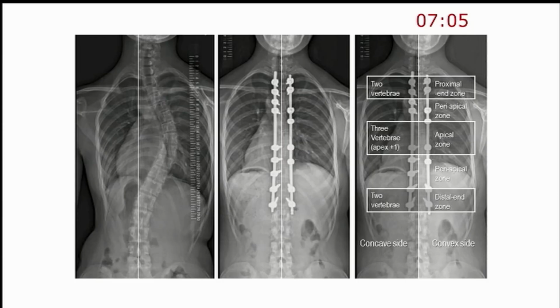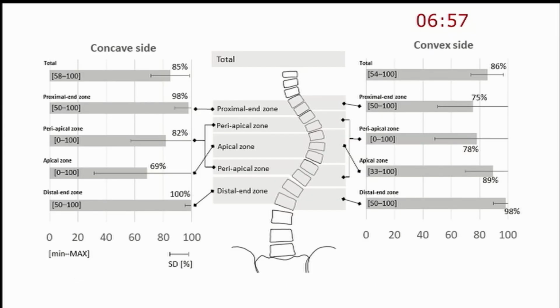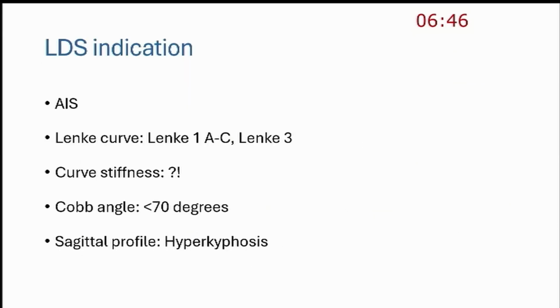Here we can see the apical and the periapical, above and below. This is the most important area to take into consideration while putting in your implants. And here also, the higher incidence of loss of correction was at the apical and above and below the apex.